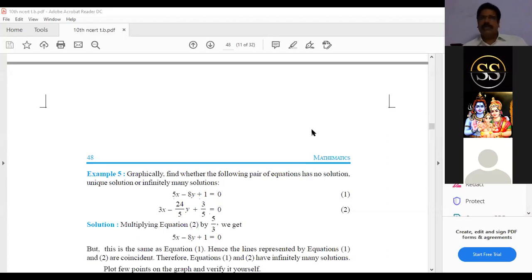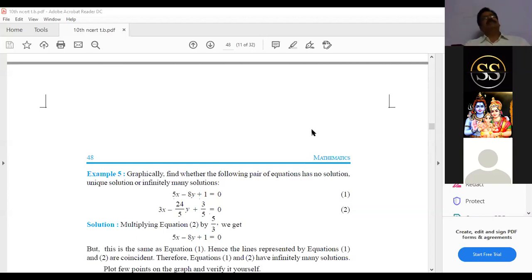The next condition: if A1 by A2 is equal to B1 by B2 is equal to C1 by C2, they are consistent but dependent. The graphical representation is coincident lines and they have infinitely many solutions. These equations need no solving. If you solve them, you'll get the same values, so there is no need to solve.